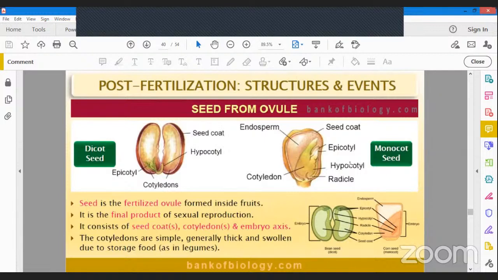In the embryonal axis, you will have the hypocotyl, epicotyl, all that we studied previously. Cotyledons are simple, generally thick and swollen due to storage of food. In the majority of dicots, the food is stored in the cotyledons. Okay, so take it down.